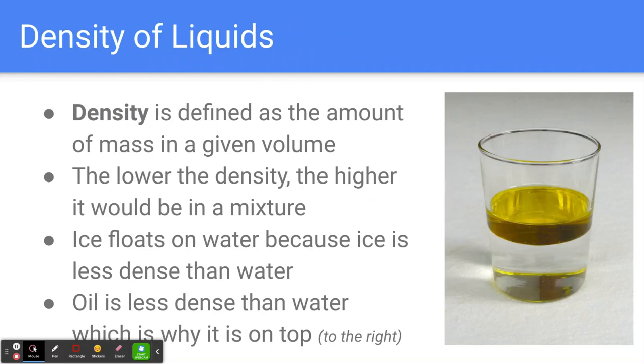The last thing we have to talk about is density of liquid. So density is defined as the amount of mass in a given volume. And so the lower the density, the higher it would be in a mixture. The low density substances are going to rise to the top because there is less mass in that volume.